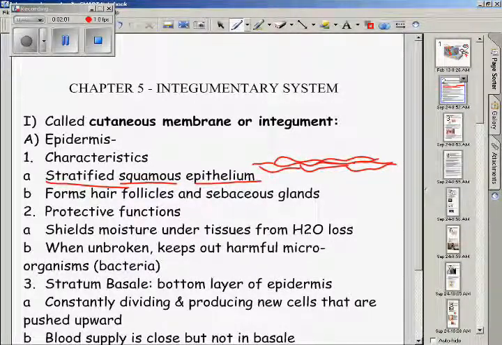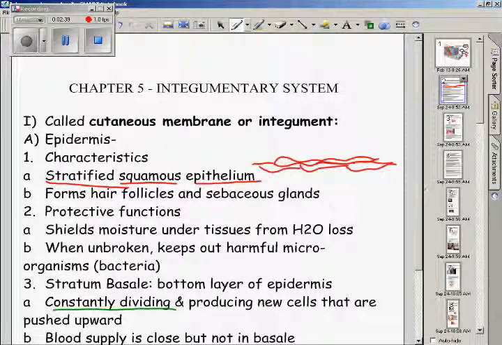You've got protective functions. The protective functions of the epidermis: it shields moisture, so the moisture you have down below in the dermis and the hypodermis, it keeps the water loss. When it's not broken, it's also a protective measure that keeps bacteria out. Stratum basale is the bottom layer of the epidermis. It is constantly dividing, and it's producing new cells that are pushed upward.